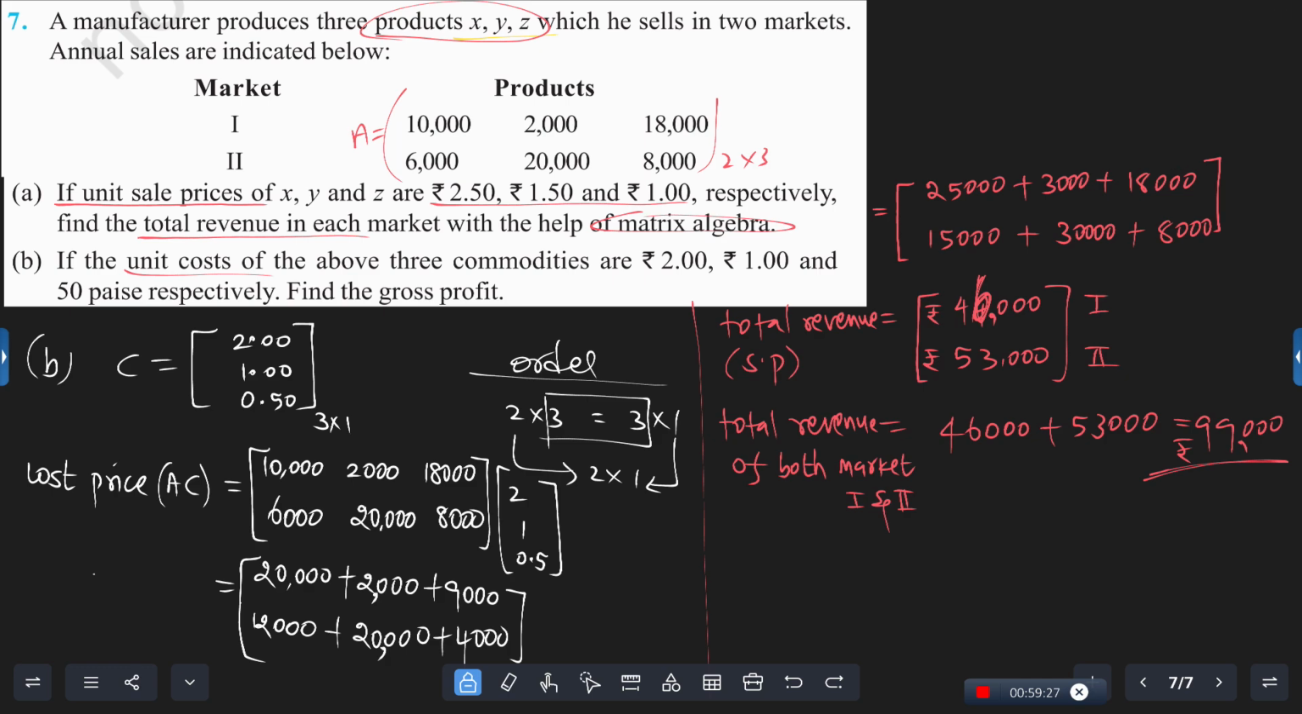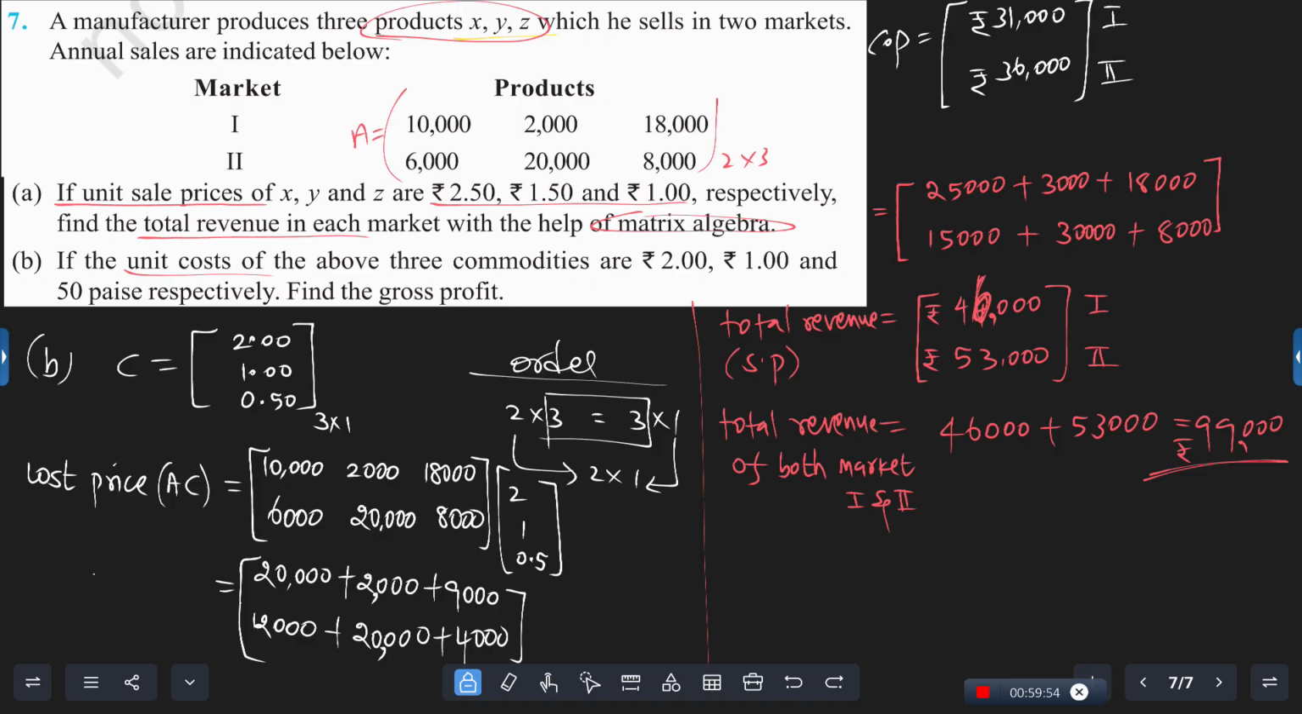So let's continue with the cost price. When you add, 20, 29, 30, 31, so rupees 31,000 we are getting. Like that, 12, 32, 36, rupees 36,000 we are getting. This is for market number 1 and market number 2. This is the cost price, children.